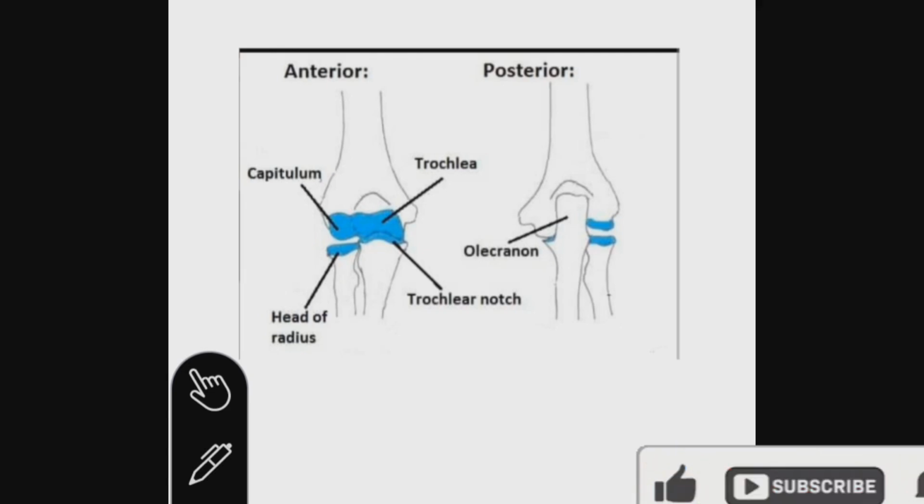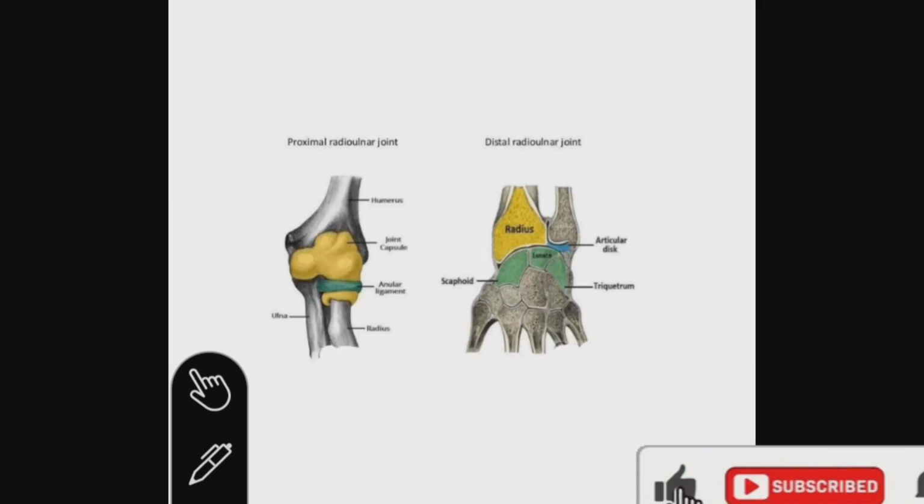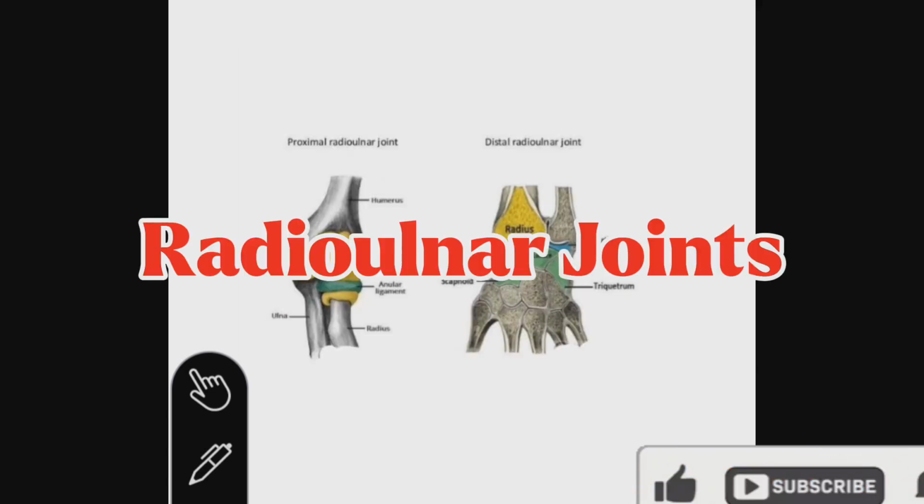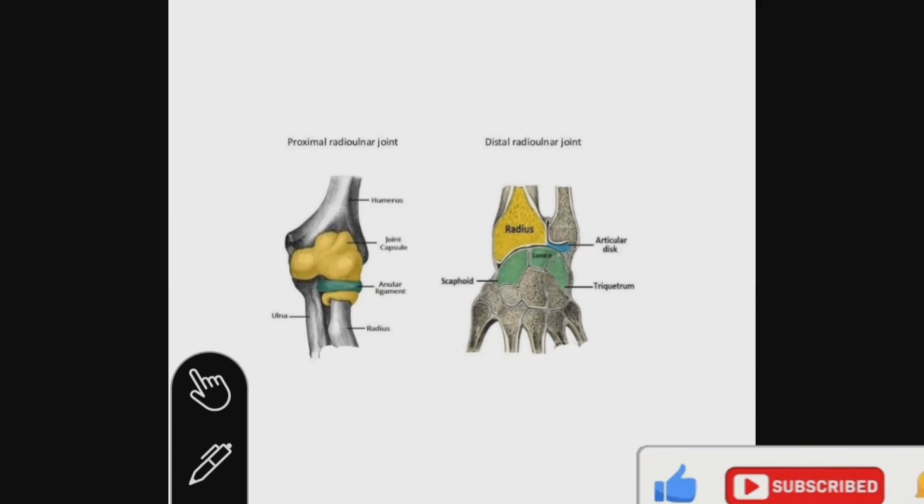Moving on, we'll talk about the radioulnar joints. The radioulnar joints are two: the proximal radioulnar and the distal radioulnar. And then there is a middle radioulnar, which is called the interosseous. These joints are responsible for pronation and supination. Now we'll start with the proximal radioulnar joint. So this is the proximal radioulnar joint. The articular surfaces are the head of the radius and the radial notch of the ulna.